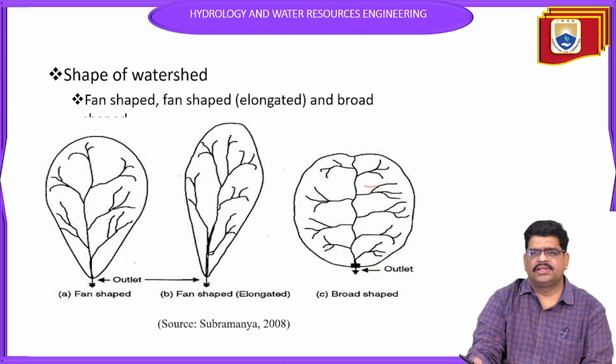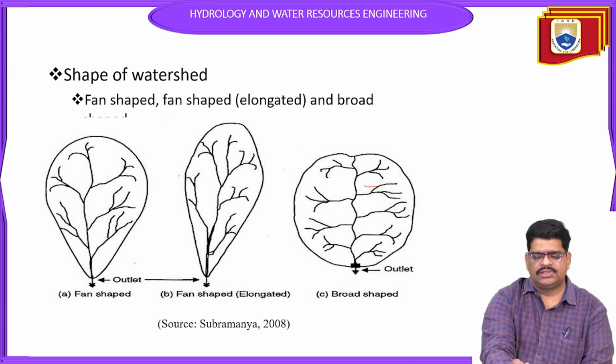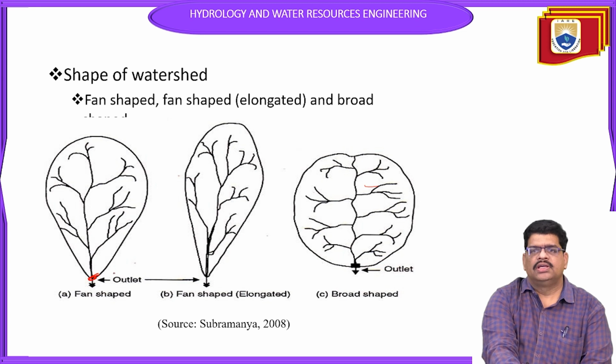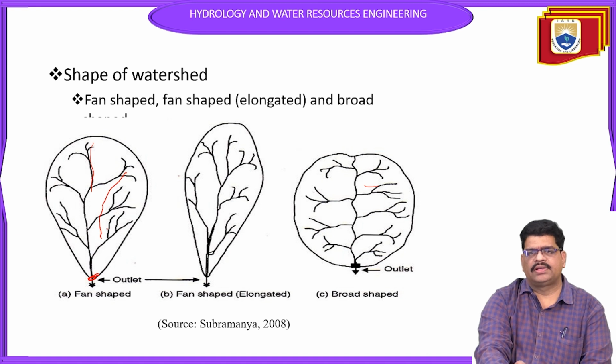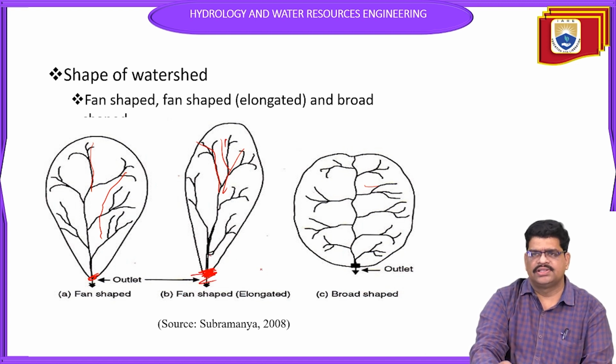How can the shape affect the runoff? Here, suppose this is the outlet. In this case, the streams come from this side to this side, and the first effect is the time taken for the runoff to reach the outlet. In this other shape, the discharge is collected here from the outlet, and the streams come from this side to this side. The graphical representation will be shown in the next slides.